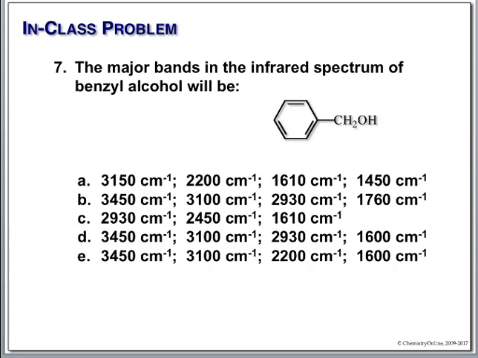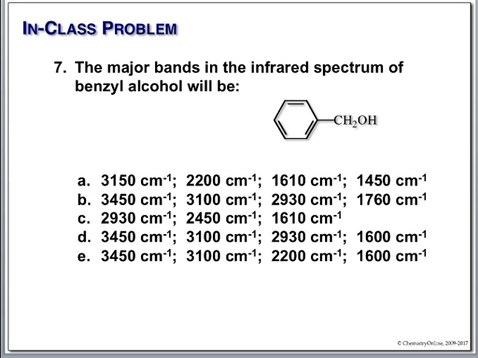All right, we're looking at the infrared of benzyl alcohol. We want to look through this list and come up with the major bands. The way I would do it is to simply look at the molecule and predict what we should see. Let's start up at the high end and work our way down.